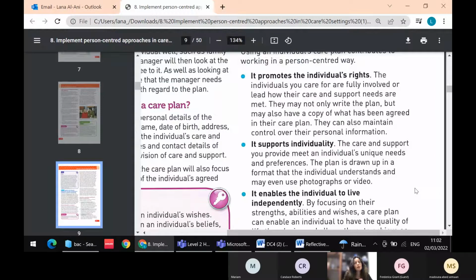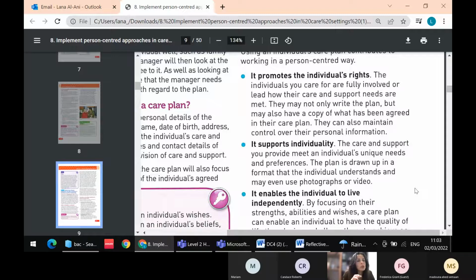First of all, it tells us the individual rights. So we follow the individual, we give everyone their rights. Why? Because we involve them in their own care plan. The individuals you care for are fully involved or leading in their care plan and their needs, so all their needs and wishes are met. They may not be the people writing the plan. You are the person writing the plan for them. But you start talking to them, listening to them, get them involved, ask them how they want to do these care plans and the way they want to do it, and then you can write it for them.